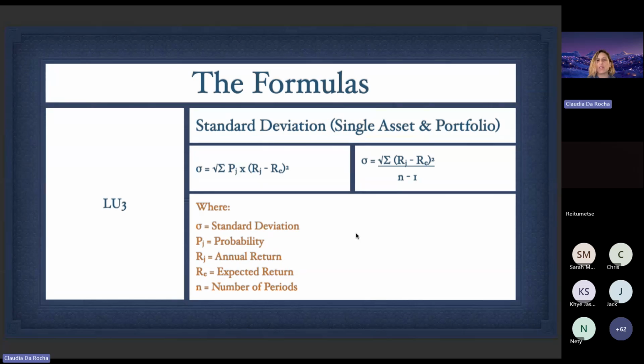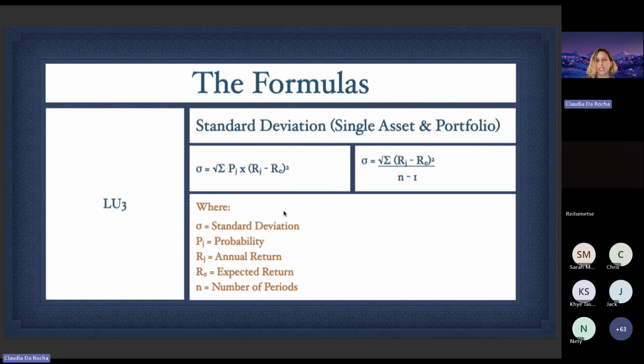Then we have standard deviation for a single asset and portfolio. There are two formulas used, either for a single asset or for a portfolio of assets. Generally, the second formula on the right with the N minus 1 underneath is used for a portfolio of assets, and the one on the left is for single assets, but they can be used interchangeably depending on the information that is provided. Obviously, if you have probabilities, you can use the one on the left. If you don't have probabilities, you can use the one on the right. So it really does depend.